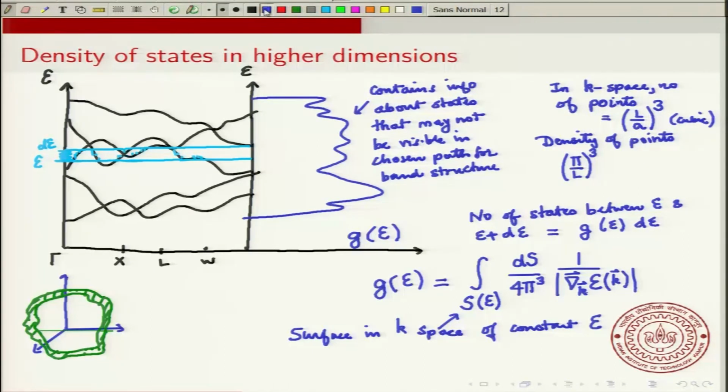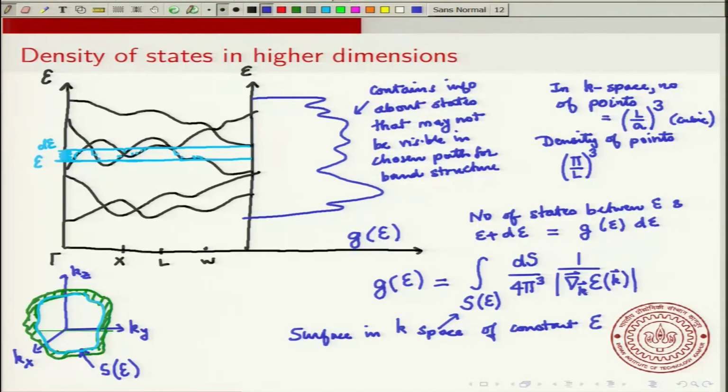Okay. And so the idea is that you need the volume of this region in K space, and that volume can be written using Green's theorem. This can be converted to an integral over this surface. So, this is the surface, I will just shade it in a different color. This is the surface of constant energy E. So, this integral over this volume can be written as an integral over this surface of constant energy E.